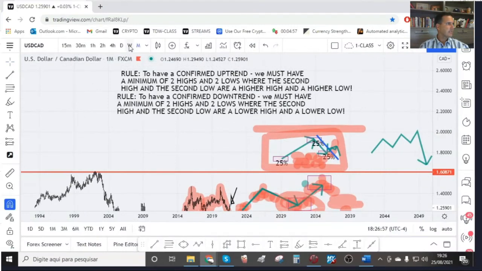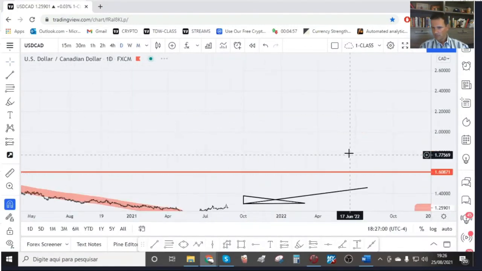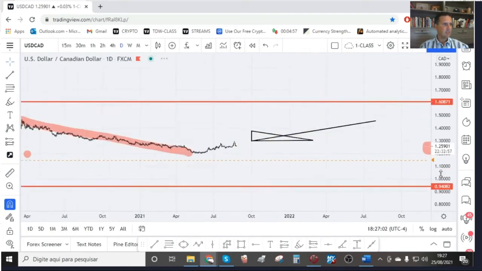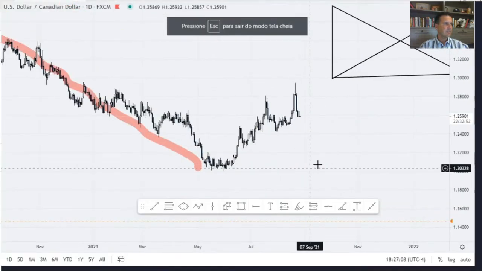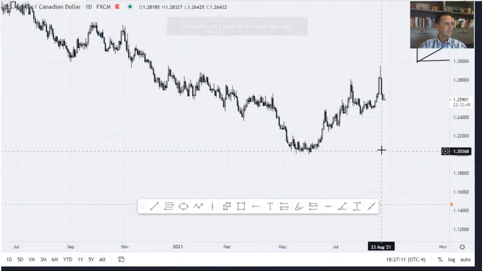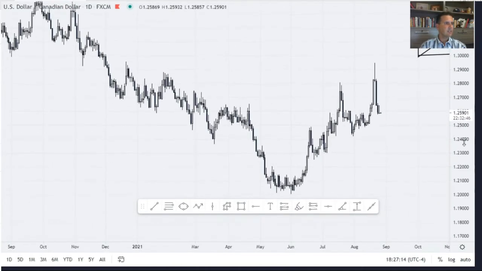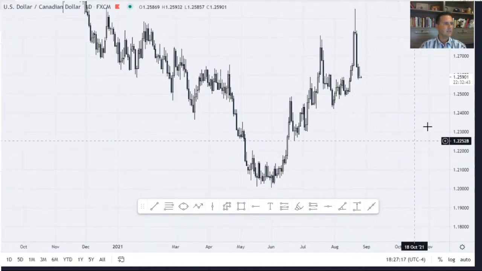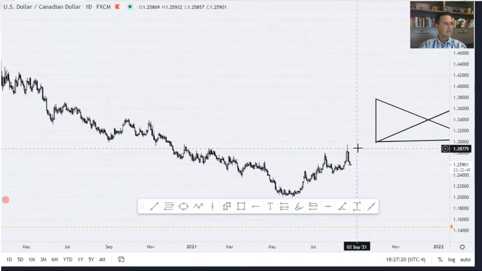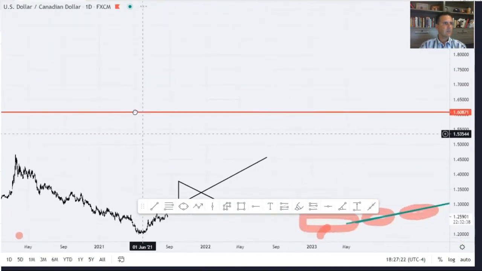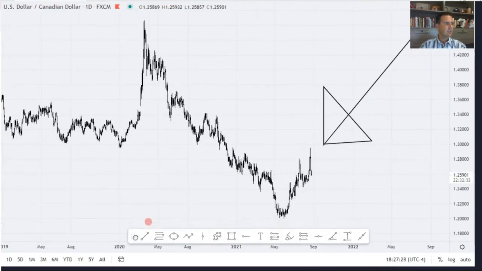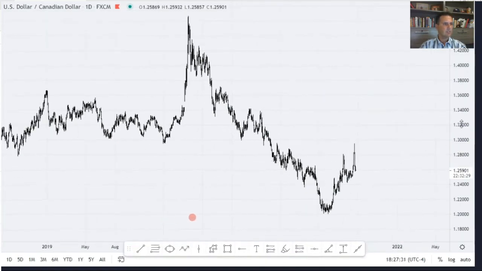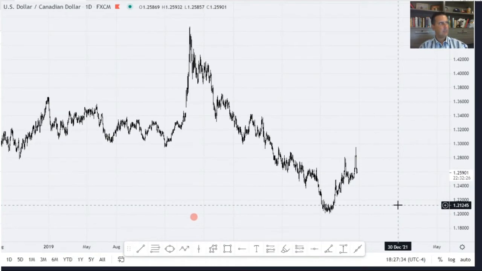USD CAD daily chart, right? Asfan is asking about the daily chart. USD CAD daily chart in here. Okay, tell me, everybody, USD CAD daily chart, are we in an uptrend? With the knowledge from today, are we in an uptrend or are we in a downtrend?